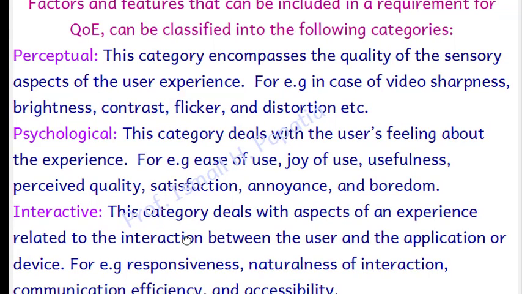Then the last one is the interactive experience. This category deals with the aspects of an experience related to interaction between the user and the application or the device: how fast the responsiveness was, the naturalness of the interaction, communication efficiency, and accessibility. These come under the category of interactive experience.